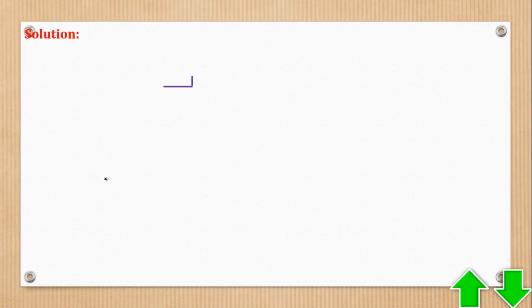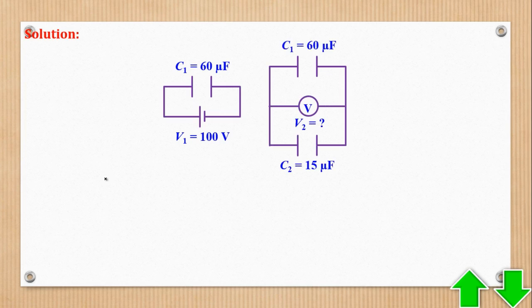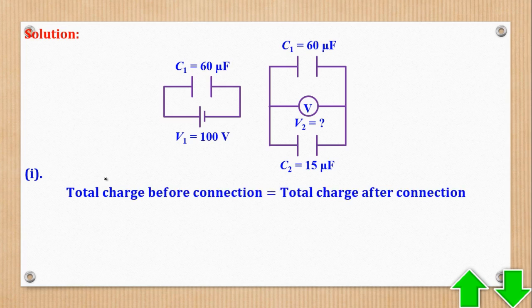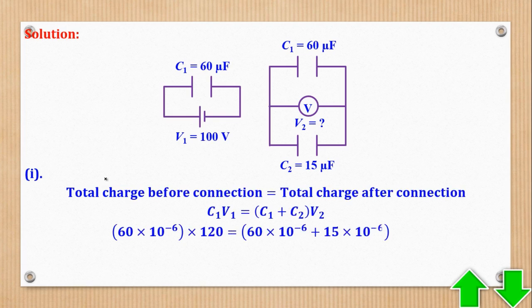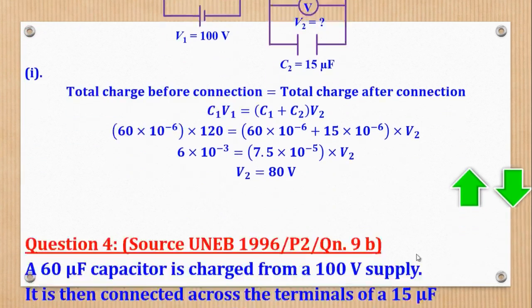So still we shall follow the same procedure. First is to illustrate. That is before, then after we also illustrate. Then from there you shall remember that total charge before is equal to total charge after. Then we shall quote the formula, then substitute. After that we shall simplify and then get the PD they want. So the procedure is always the same. So that was Roman 1.